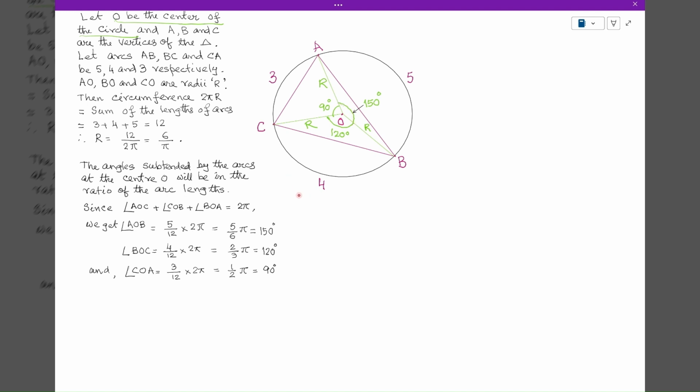Similarly, angle BOC will be this arc length 4 divided by the circumference, which is 12, multiplied by 2 pi, which is 2/3 of pi, that is 120 degrees. The third angle COA, therefore, will be arc length 3 divided by the circumference, which is 12, multiplied by 2 pi, which is half pi or 90 degrees.